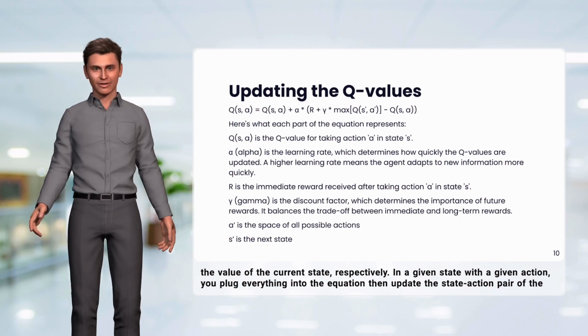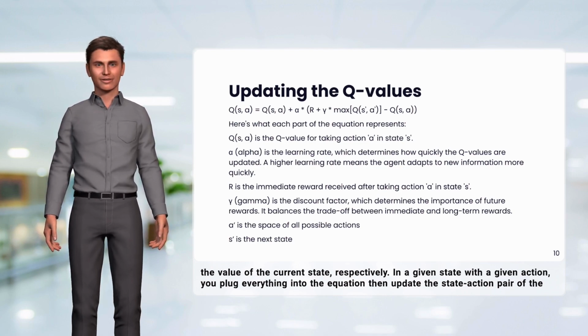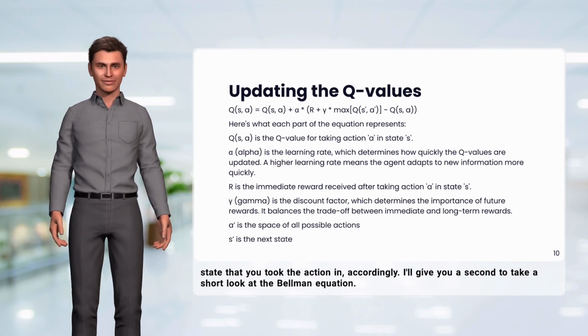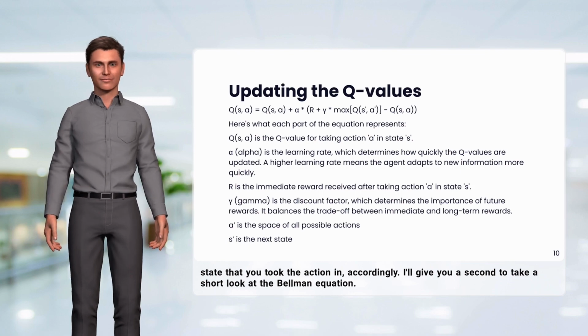In a given state with a given action, you plug everything into the equation, then update the state action pair of the state that you took the action in, accordingly. I'll give you a second to take a short look at the Bellman equation.